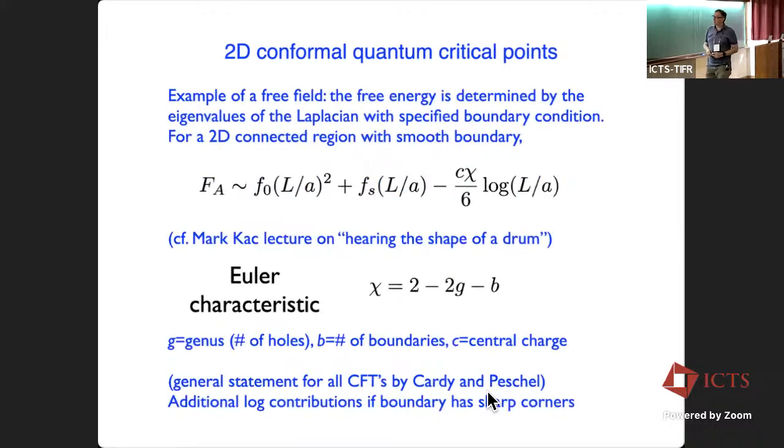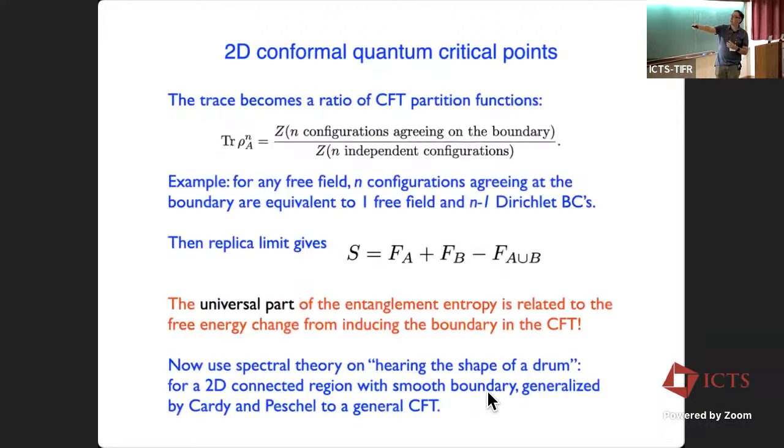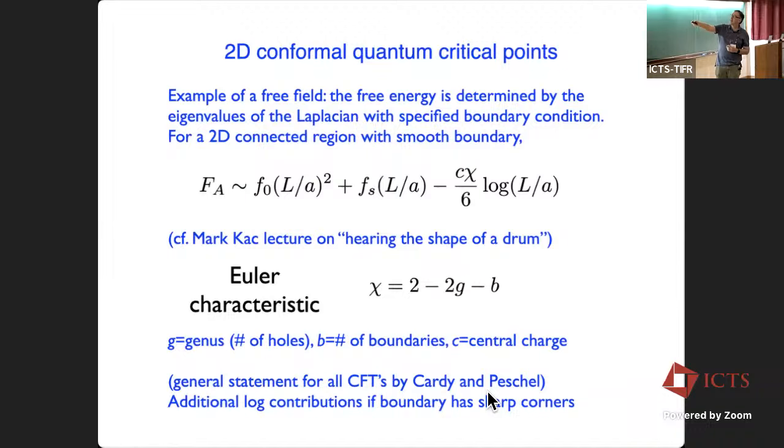And the answer, and there are some beautiful old lecture notes by Mark Kac on this problem, is that there are pieces that are non-universal, but that are the leading behaviors you'd expect. There's a free energy that goes like the area of the drum. That will cancel out between the separated pieces and the unified piece. There's a piece that goes like the length of the boundary. That will give us our entanglement area law.